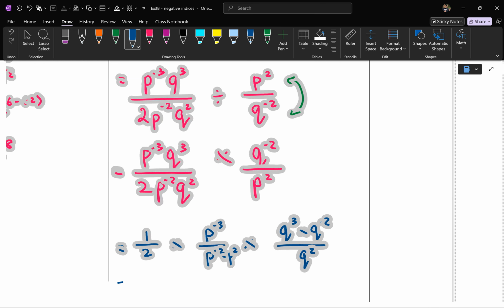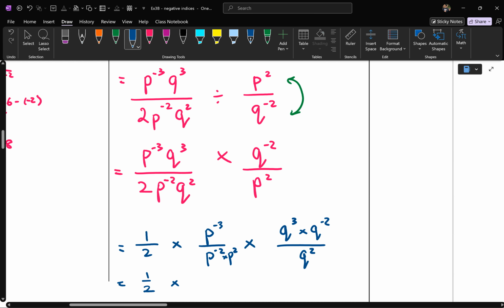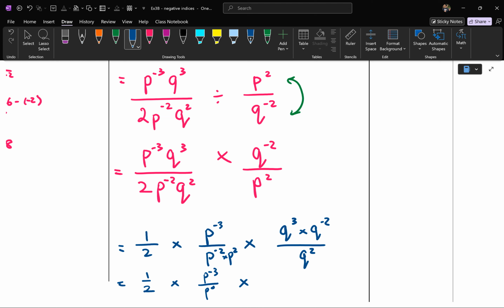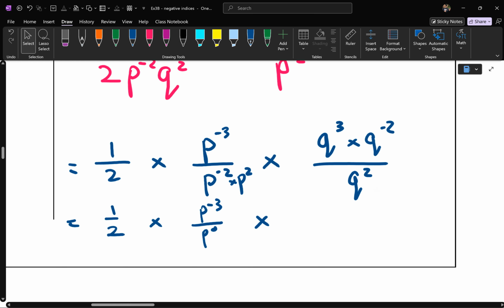Okay, so from here, half times, this is p^-3. Notice the bottom is going to be p⁰ times, to the top, add the powers. 3 plus -2 is 1, and then you're dividing by 2. Usually I do it all in one step. This is what I would have done.